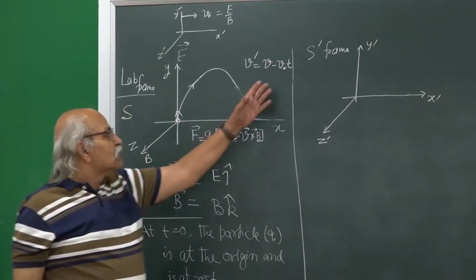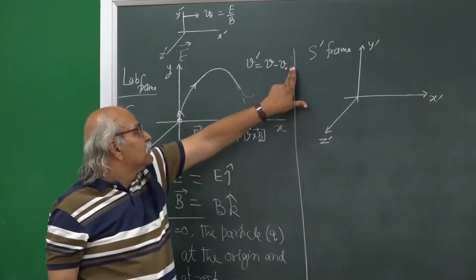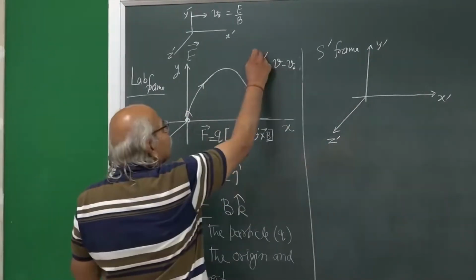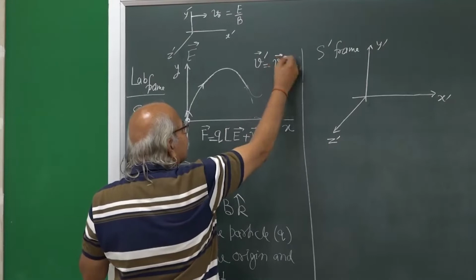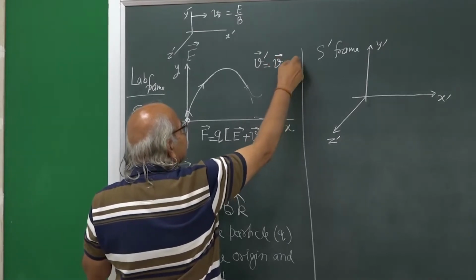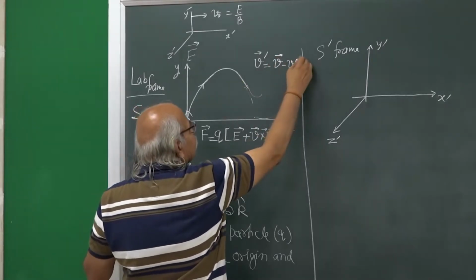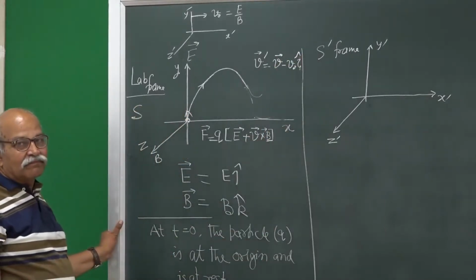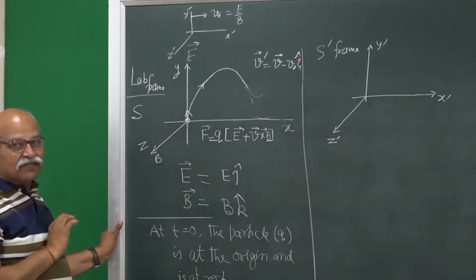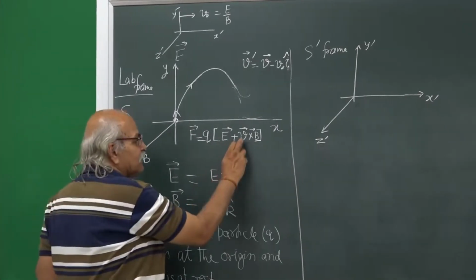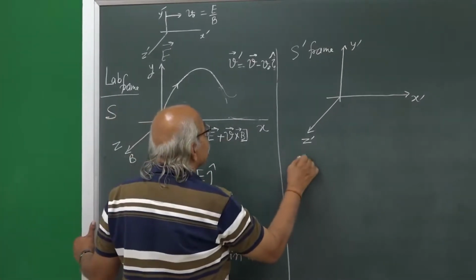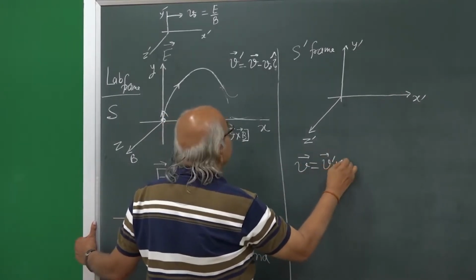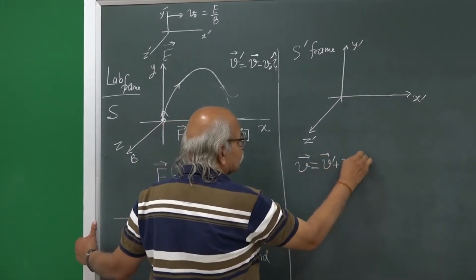Okay, V naught, V minus V naught. V naught is the frame velocity. In fact, this is a vector, and this V naught is in the I cap direction. So this will be the transformation. So here we have this V, and this V is equal to V prime plus V naught I cap.